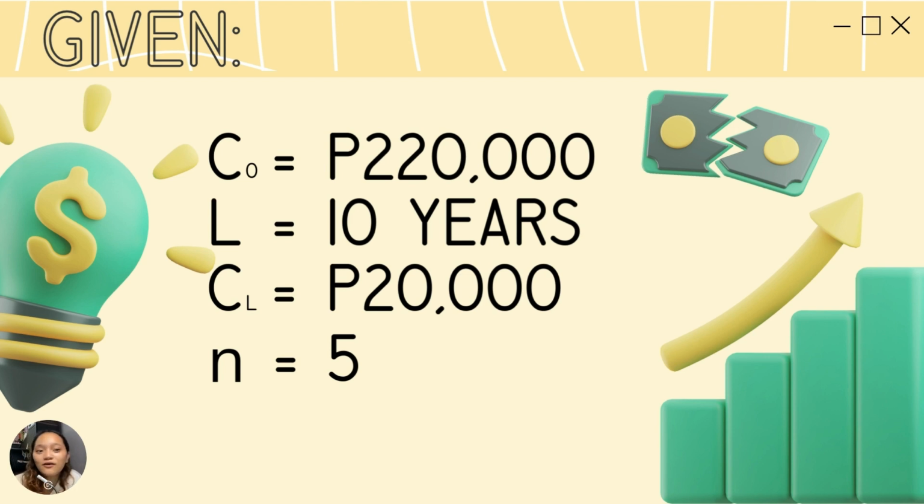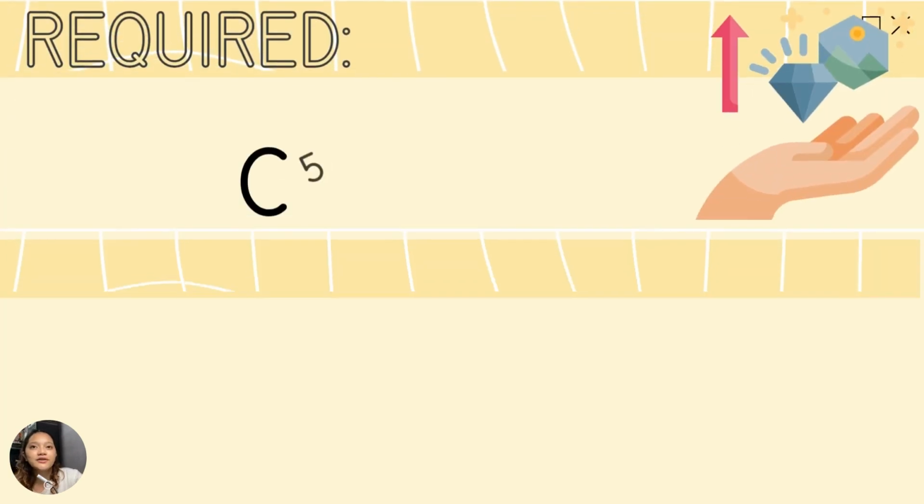So the original cost, C sub O, is 220,000 pesos, and L, the useful life of the calciner, is 10 years, and the scrap value, C sub L, is given as 20,000 pesos, and n is 5 years for the book value. So what is the required, and the equation?